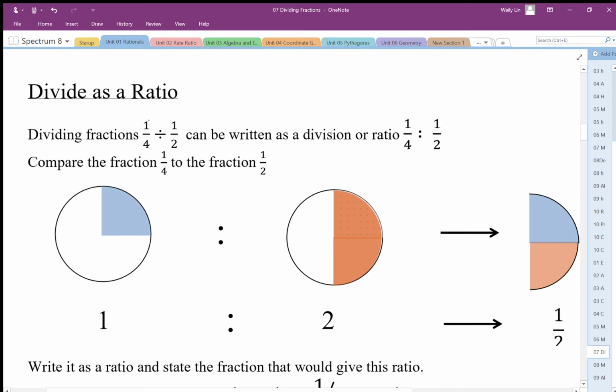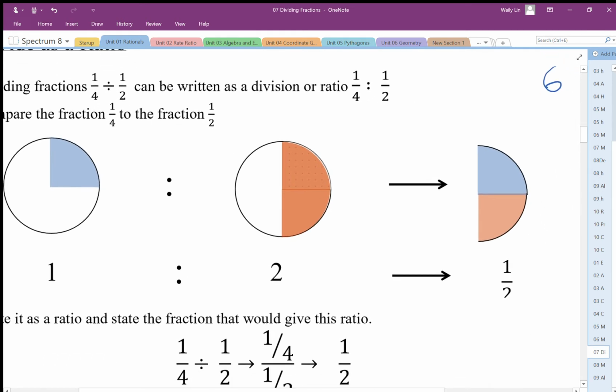So if I'm dividing two fractions, a 1/4 fraction divided by a 1/2 fraction, what I'm saying is I'm comparing a 1/4 fraction to a 1/2 fraction in a ratio. So there's my 1/4 fraction, here's my 1/2 fraction, and I want to compare these as a ratio. Well, if I look at this ratio of parts, I can say there's 1 part to 2 parts here. Okay? So 1/4 divided by 1/2 could be thought of as a 1 part to 2 part ratio, or 1/2.